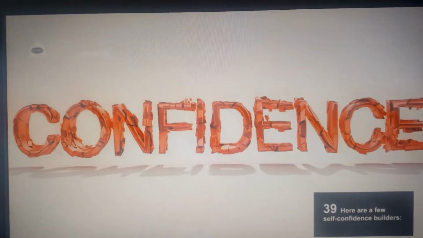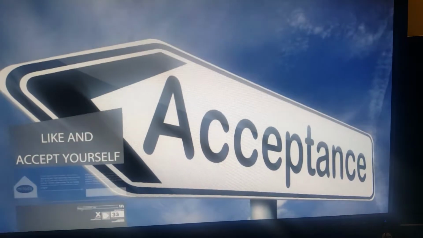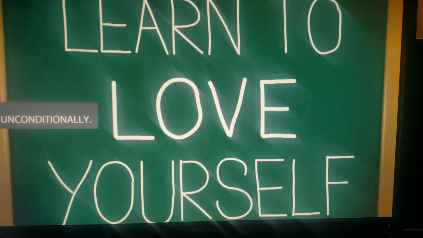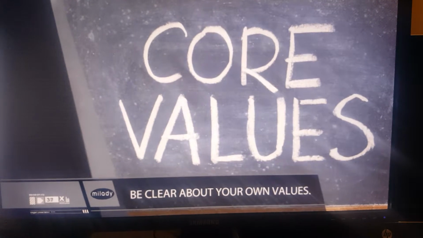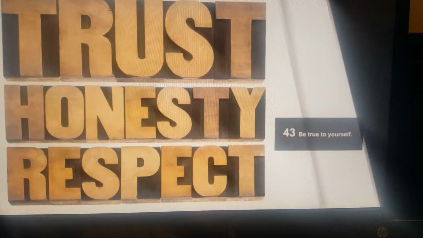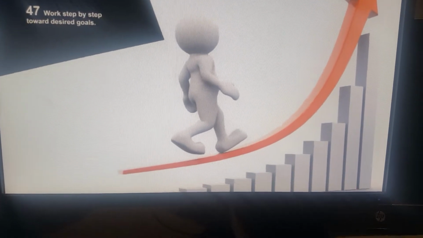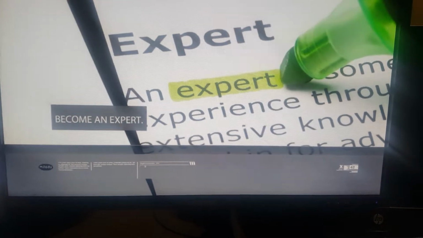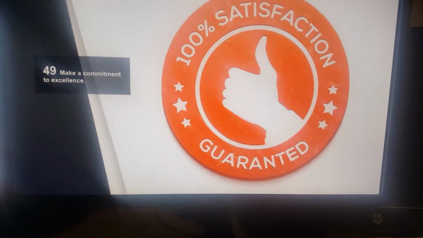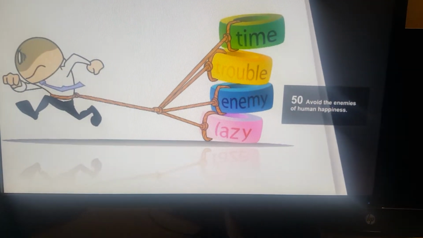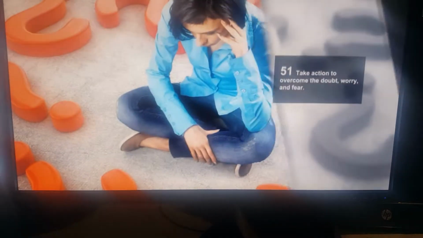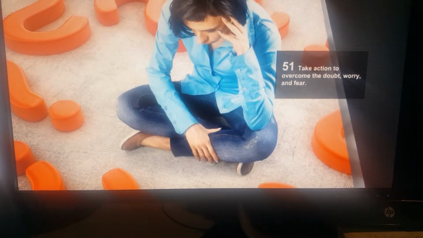Here are a few self-confidence builders. Like and accept yourself, unconditionally. Be clear about your own values. Be true to yourself. Never compromise your integrity. Enjoy your uniqueness. Practice self-control. Work step by step toward desired goals. Become an expert. Make a commitment to excellence. Avoid the enemies of human happiness. Take action to overcome the doubt, worry, and fear.